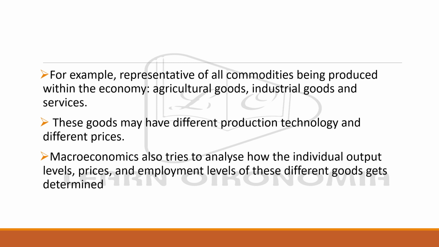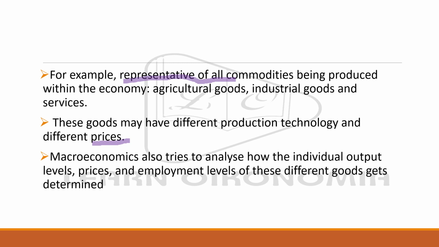Just take an example of agriculture goods and industrial goods, also the service related goods. So there can be a representative of all the commodities which are being produced within the economy, which will be composed of agriculture goods, industrial goods, and service related goods. So these could also have different production related technology and different prices. The price of agriculture good is actually different from the price of industrial good, and the price of industrial good is different from the price of service sector related good.